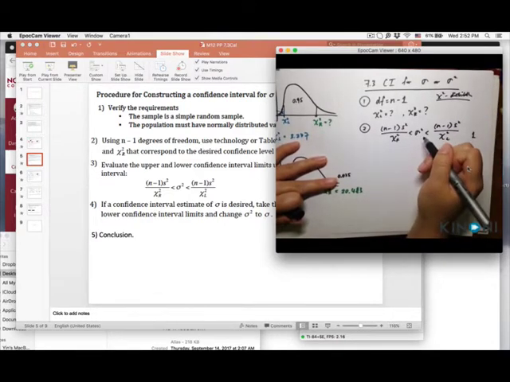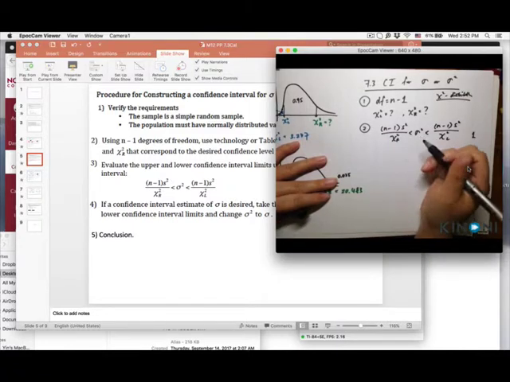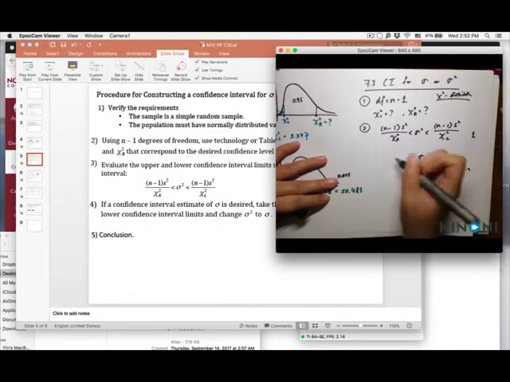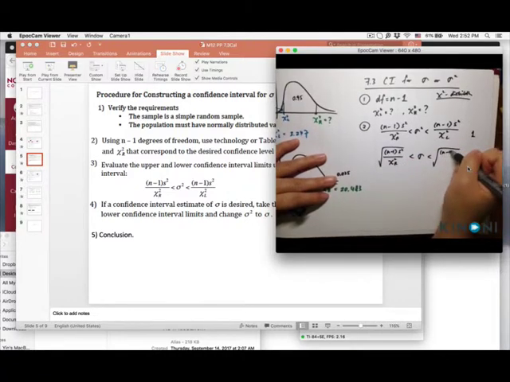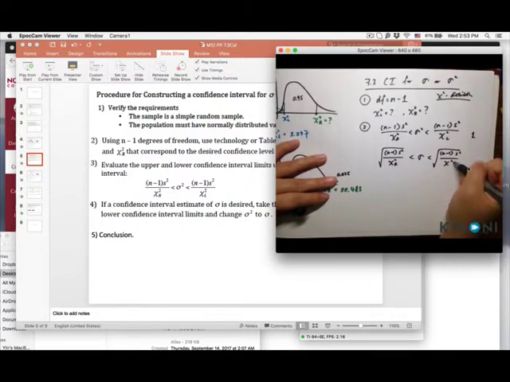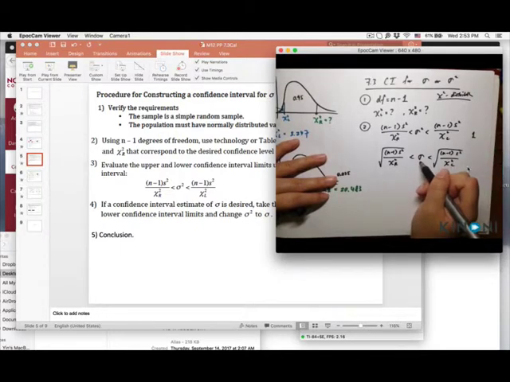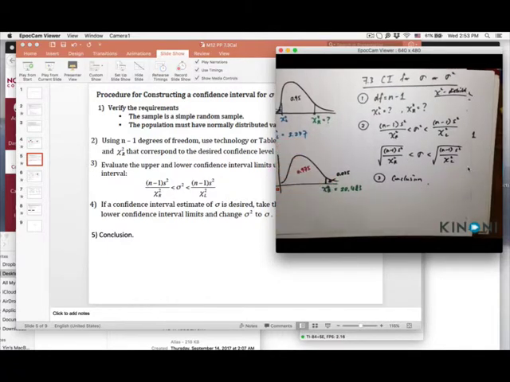Okay, and again, this is for variance. If you guys are looking for the standard deviation, you're going to take the square root for both sides. Okay, take the square root if you're looking for the standard deviation. And then at the end, draw the conclusion. Okay, let's try one example.